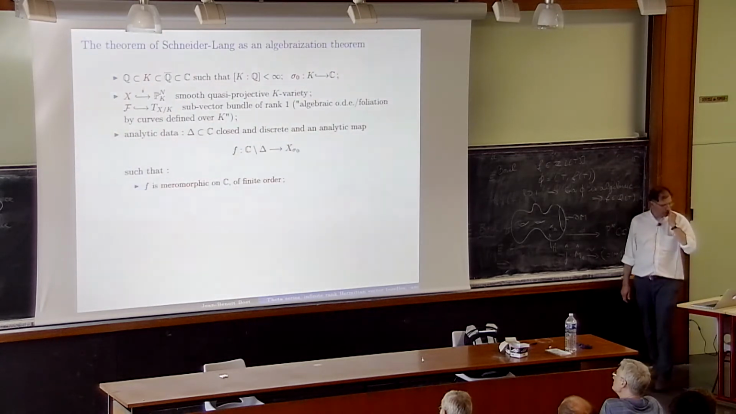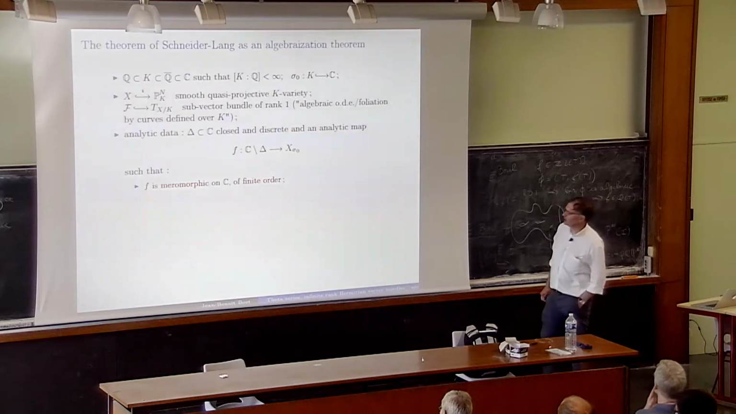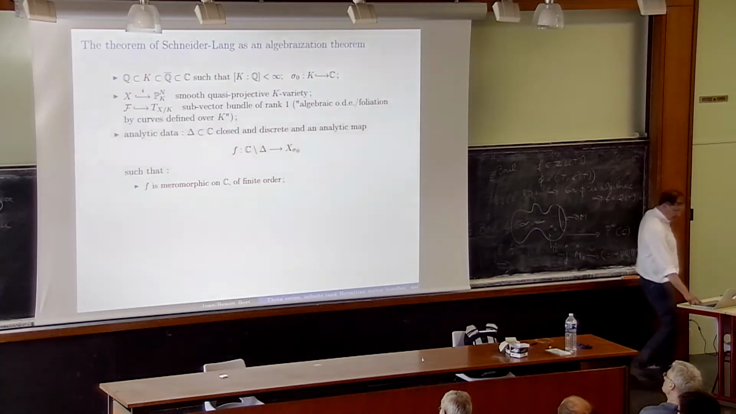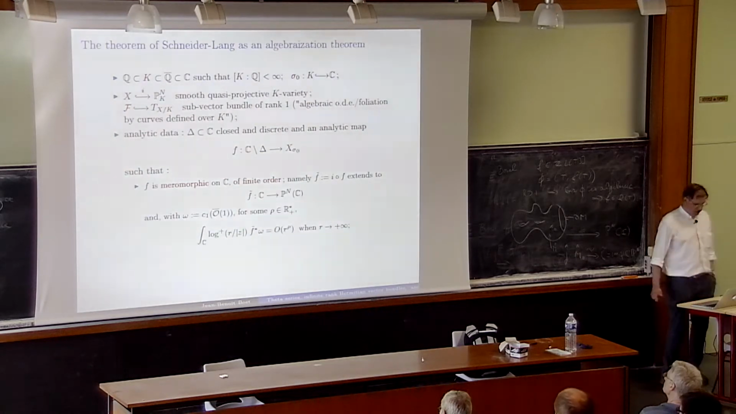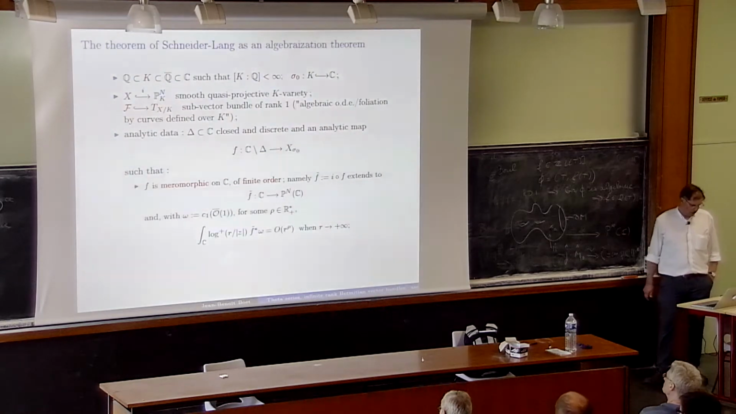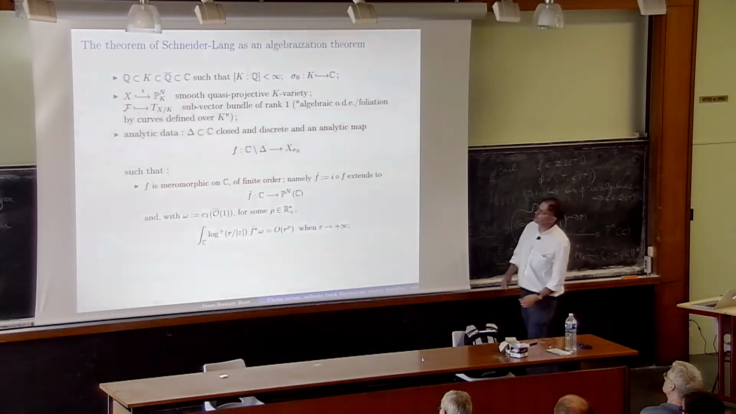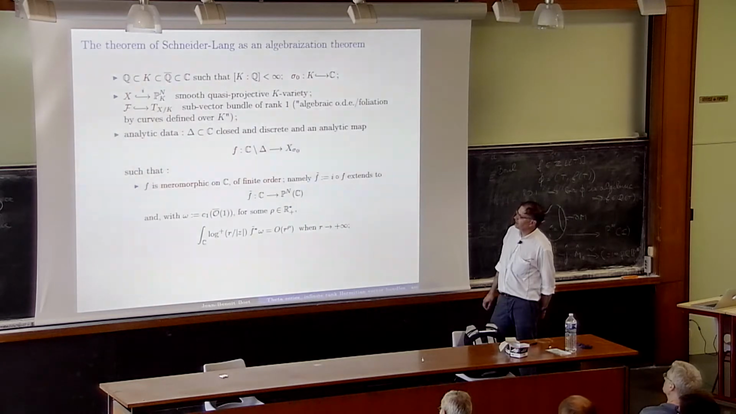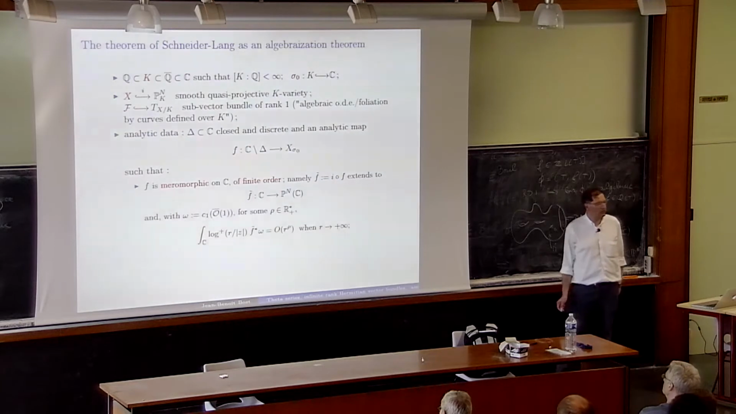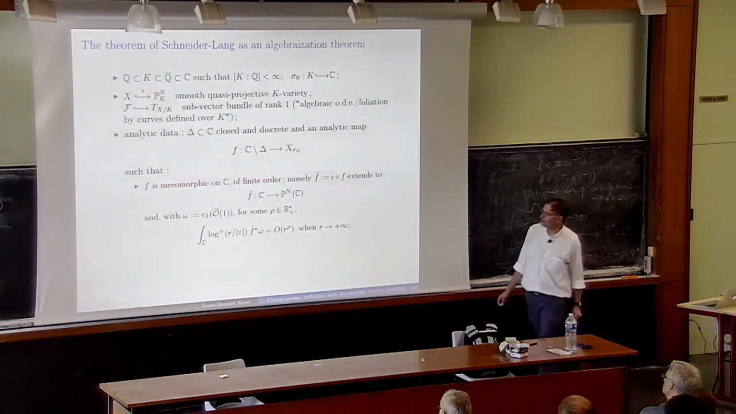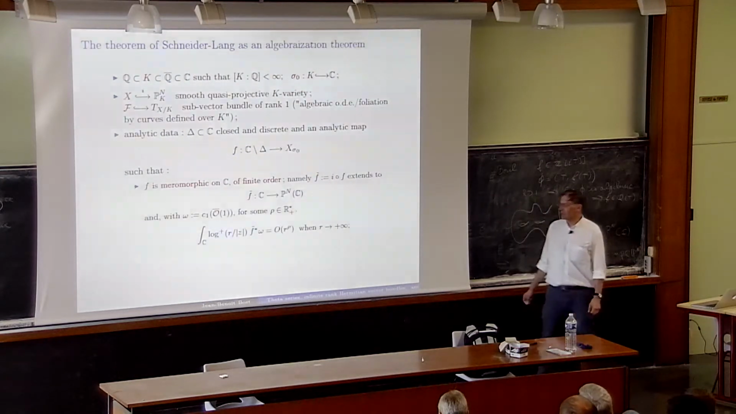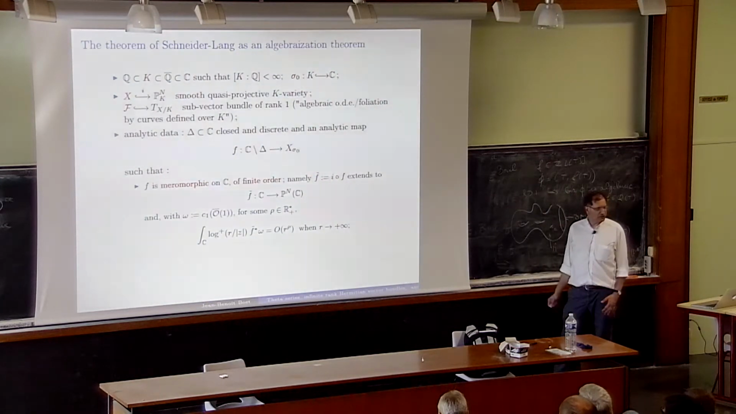So, let us assume that f is meromorphic on C of finite order. So what does it mean? You see, once you embed X in Pn, f extends to C as a map to Pn of C. So in fact it is meromorphic on C. Finite order is a growth condition on f tilde at infinity.